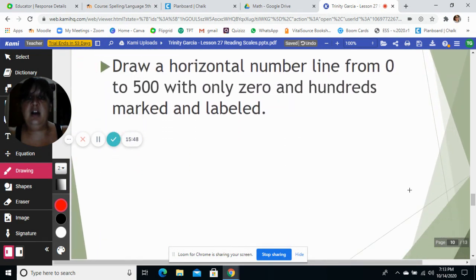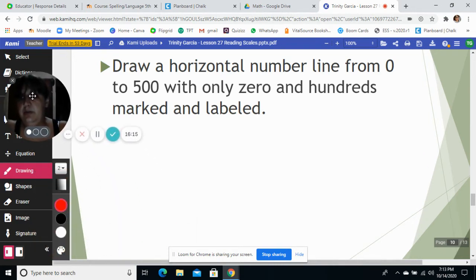All right. Example 3, draw a horizontal number line from 0 to 500 with only 0 and hundreds marked and labeled. How can we do that? How could we draw a horizontal number line from 0 to 500 with only 0 and hundreds marked? Well, we're going to first make sure that we're drawing a nice straight line. Let me see if I have a line tool here. Nope, I don't.